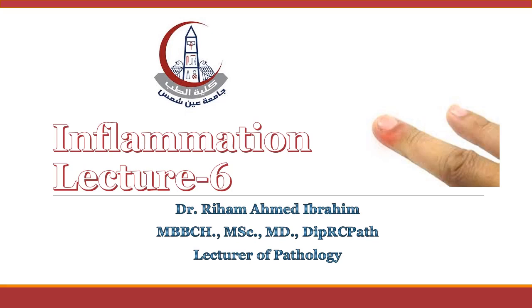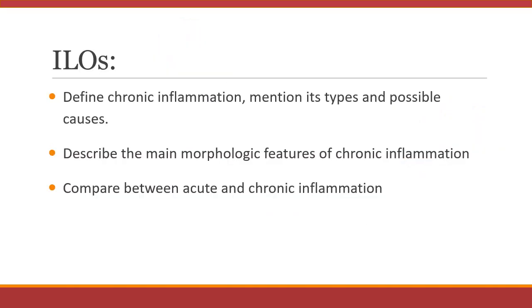We are still on the topic of inflammation, and this is lecture number 6. In this lecture, we are going to discuss chronic inflammation. By the end of this lecture, we should be able to define chronic inflammation, mention its types and possible causes, describe the main morphological features of chronic inflammation, and compare acute and chronic inflammation.